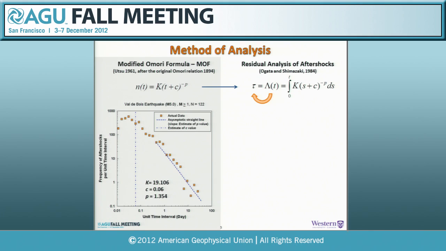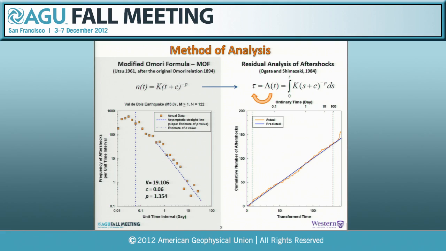Like I said, after obtaining the modified Omori parameters, the integration of the rate function in residual analysis produces a transformation from the ordinary time to transformed time, which is called tau in this analysis. Next, please. If the obtained parameters are appropriate for the aftershock data, then the cumulative number of aftershocks against the transformed time forms a linear trend. And moreover, this linear trend continues until the ending time of the aftershock sequence. So this method provides a straightforward but subjective approach to detect the ending time of aftershock sequences.